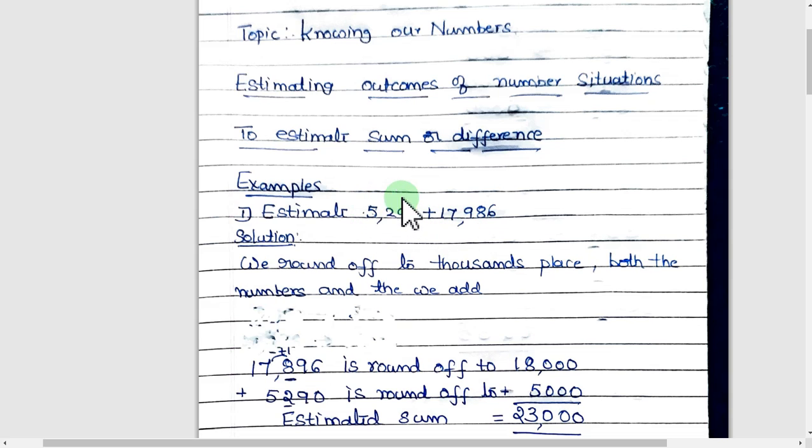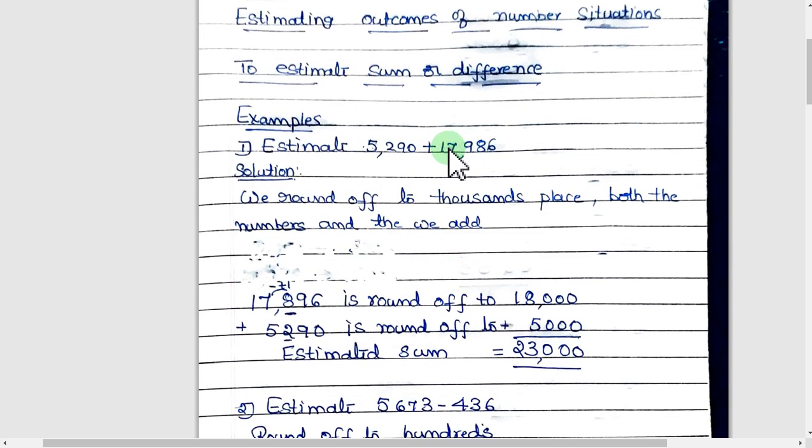So we have to see the smaller number and its highest place. Both the numbers we have to round off to thousands place. Now here I will take first 17,986, 5,290 also you can take, no problem. See, in the last class you have learned systematically how to estimate the numbers by checking between which two numbers it lies, and if it is 5 or more than 5, nearest to which number, checking that and rounding off.